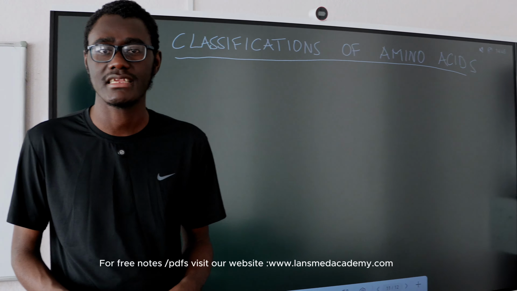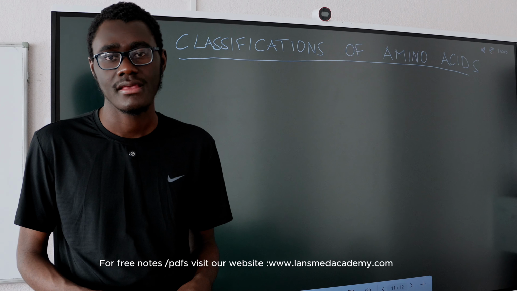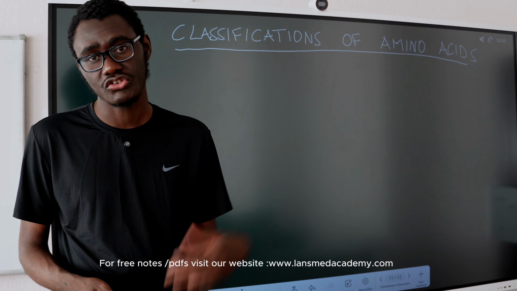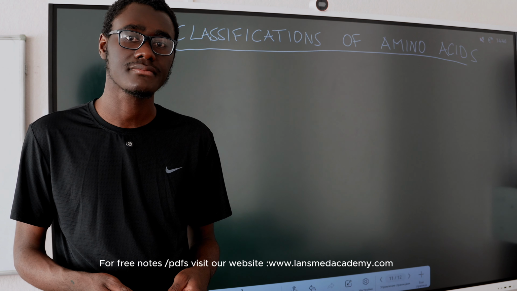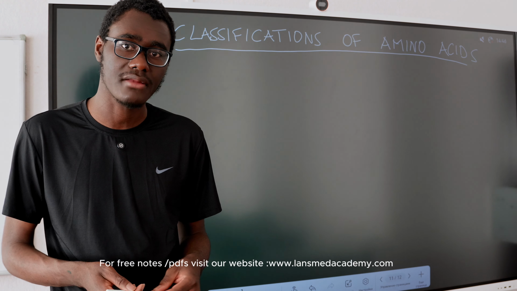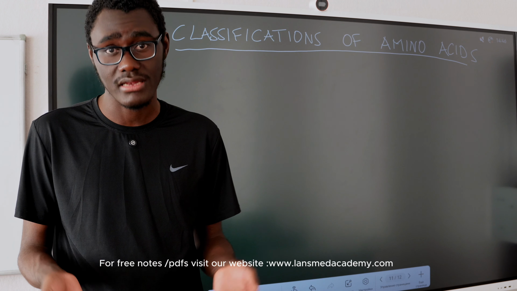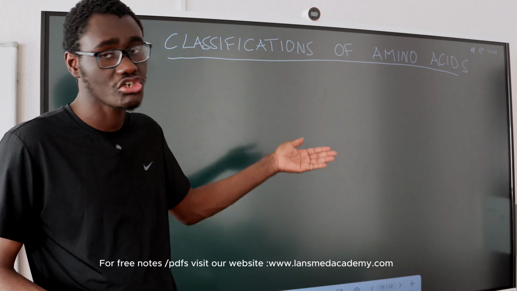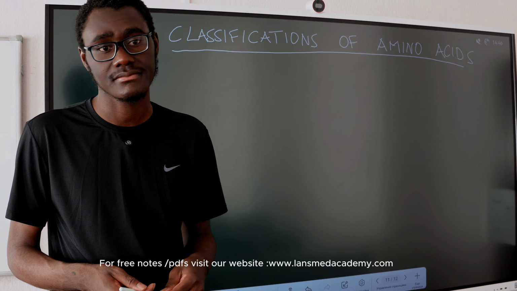Today we'll be talking about the classifications of amino acids. There are different classifications of amino acids. So we have the nutritional classification of amino acids, we have the structural classification of amino acids, and we have the metabolic classification of amino acids. So let's start with the nutritional classification of amino acids.